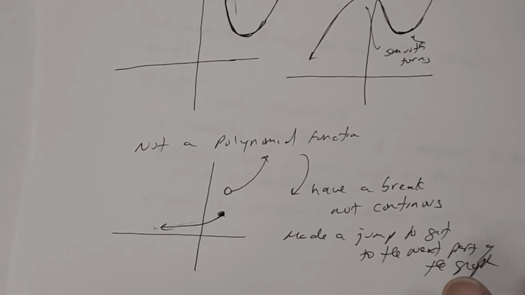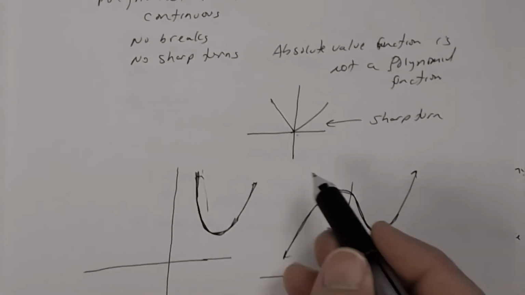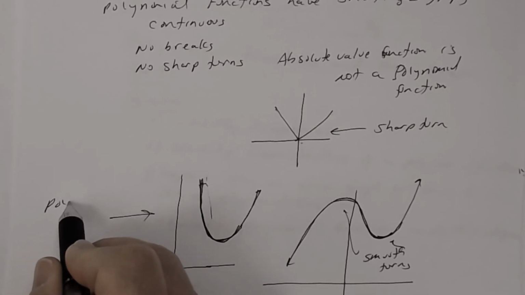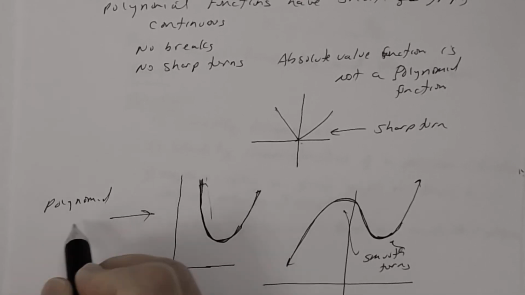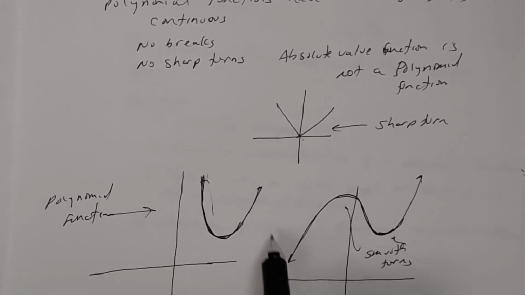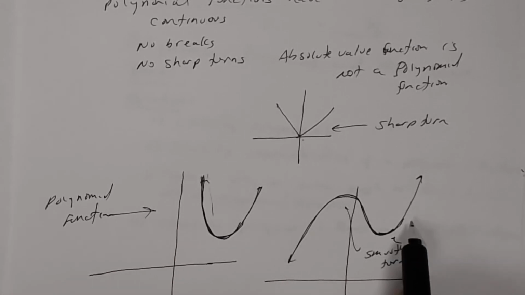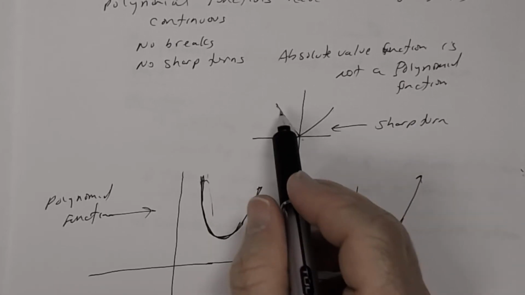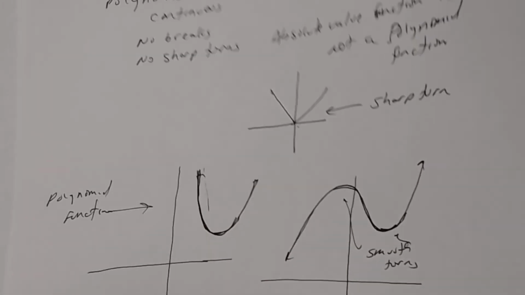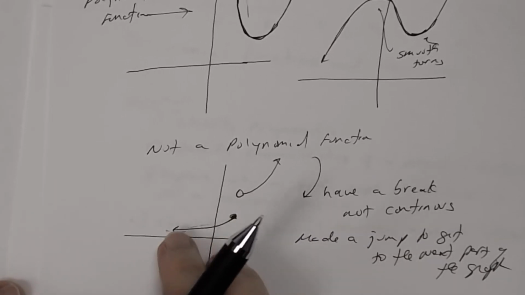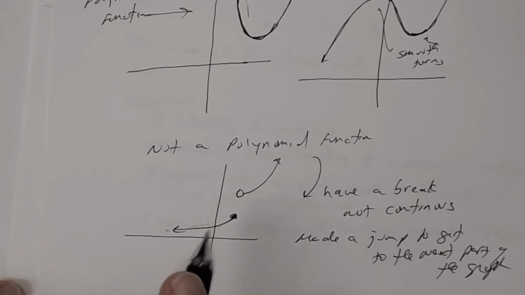All right, now, so these are polynomial functions, smooth and continuous. This is not a polynomial function because that's a sharp turn, absolute value. This is not a polynomial function because there's a break. It's not continuous. I have to make a jump. Okay?